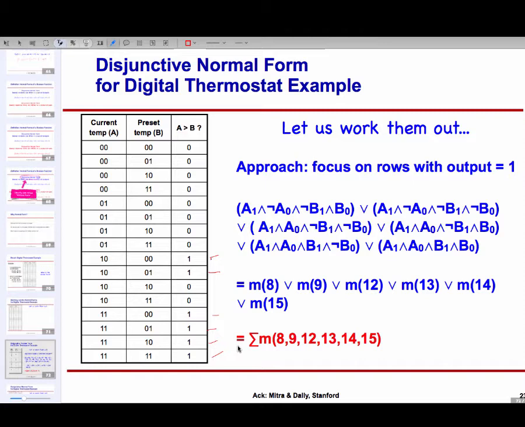Even more compactly, I can write it as sigma M, and then within parentheses write 8, 9, 12, 13, 14, 15. So this expression, the red expression, the middle expression, and the top expression are exactly the same thing. The bottom 2 are just more compact ways of expressing the top expression. So given a truth table, writing the disjunctive normal form is just focusing on the rows with 1 and then writing down those particular min terms.